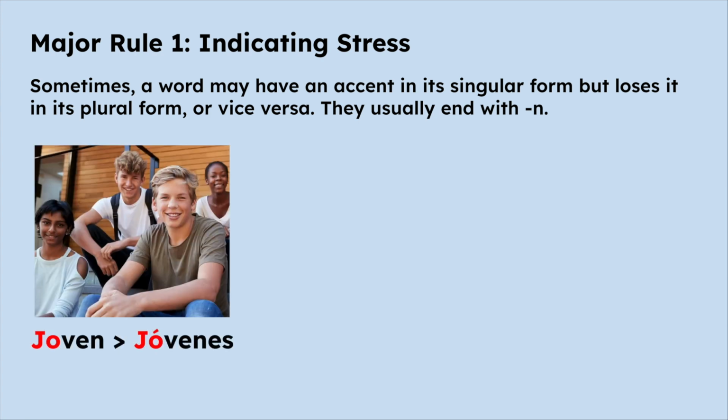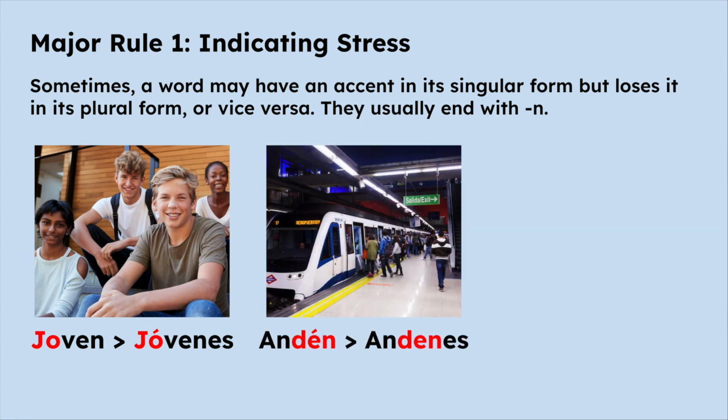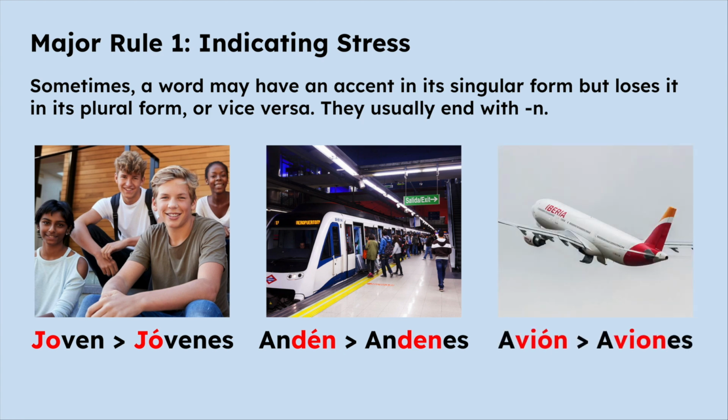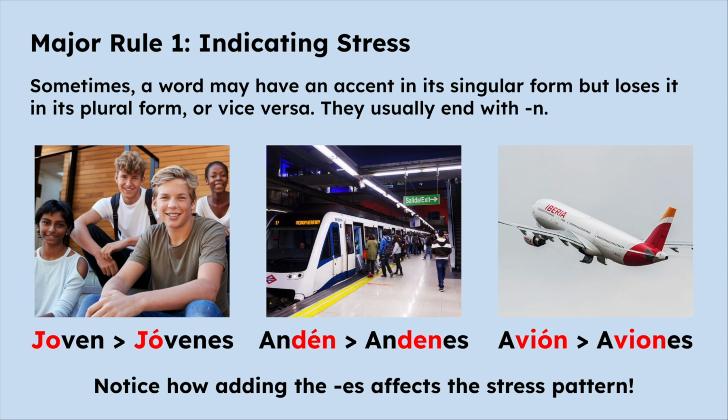So we have joven to jóvenes, andén to andenes, and avión to aviones. Notice how adding the ES affects the stress pattern. Because these words all end with N, if we want to make them plural, we have to add ES, which creates an extra syllable. For joven, in the singular form, the stress pattern perfectly matches up: it ends with N, and the stress falls on the second to last syllable. But once we make it plural, we add the ES to the end, which creates an extra syllable. Now suddenly it doesn't match up anymore, so we need the accent on the O.